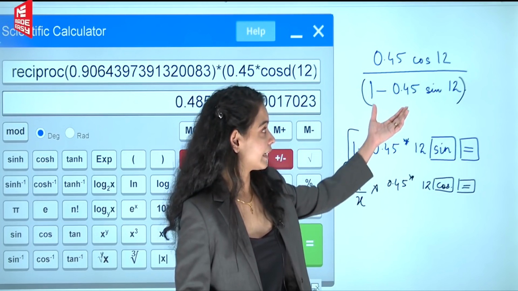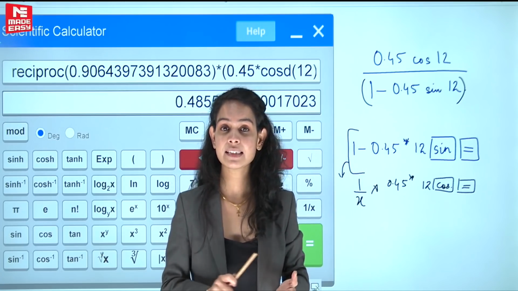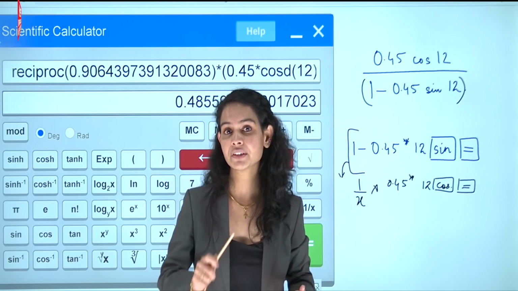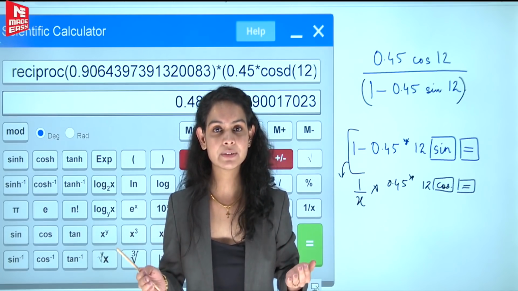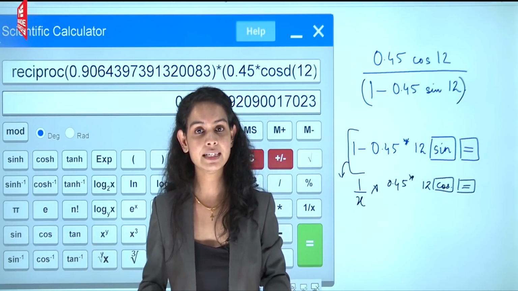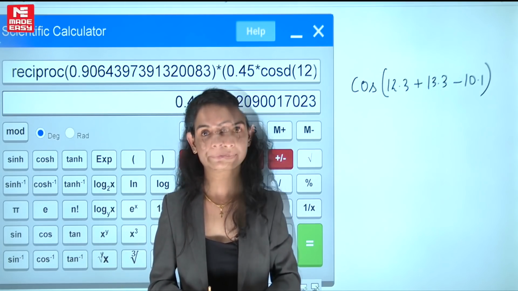Basically, in order to calculate the entire expression in a single go, you need not write anything on your scratch pads. You can directly calculate it on the virtual calculator. First calculate the denominator, do the reciprocal, and then multiply it with the numerator.